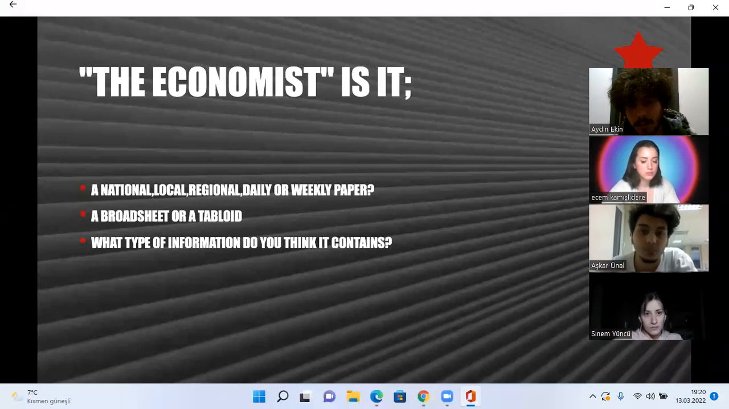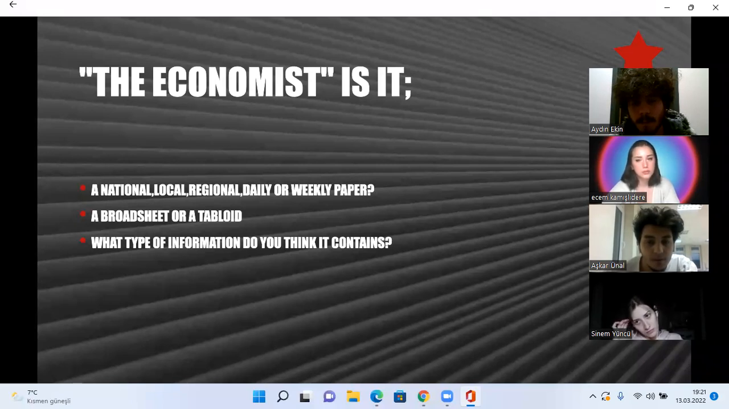And the Economist, what do you think about that? Is it a national, local, or regional one? I think it's international. Yeah, that might be true. Well done, Ajam, because the name suggests nothing national or local or regional. It might be international as well.